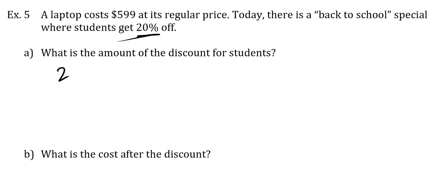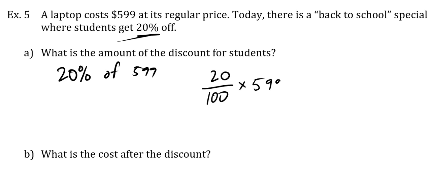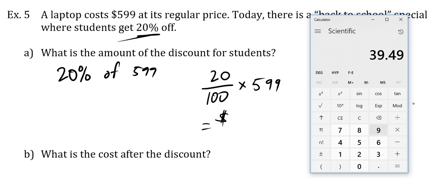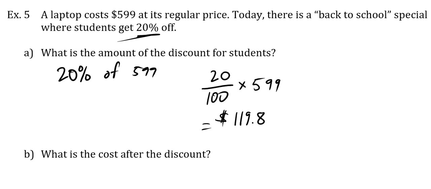I want to figure out what 20% of $5.99 is, because that's what it means to get 20% off. 20% off the price is 20% of $5.99 you don't pay. That's what that means. How do I calculate 20% of $5.99? Convert 20% to a decimal and multiply by the number. What does that work out to? So, 20 divided by 100 times 5.99. 119.8. That is a good discount. Almost $120 you're going to save.